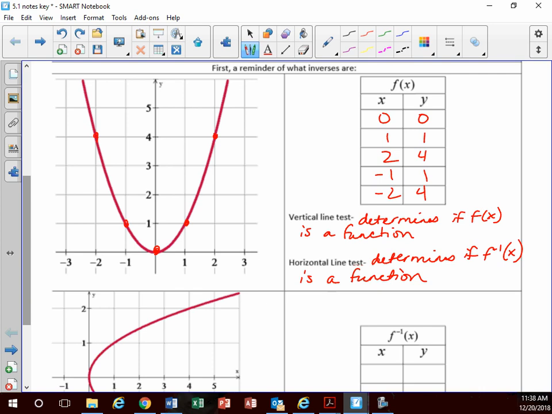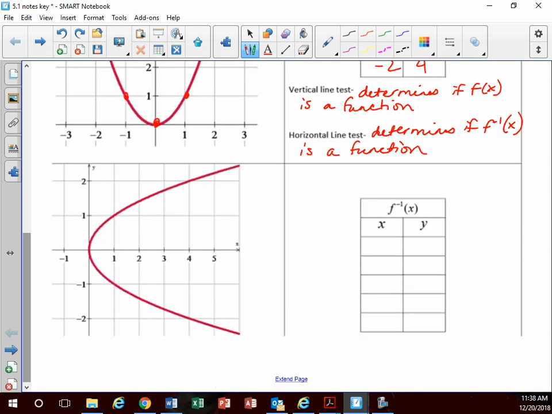What else do I do with my graph to think about the inverse? What else do you guys know about inverses? It's reflected over something. Yes, reflected over the line y equals x. And what does that do to our x and y values? It switches them. So I've got this table here. If I just switch those ordered pairs, that should be values for my inverse.